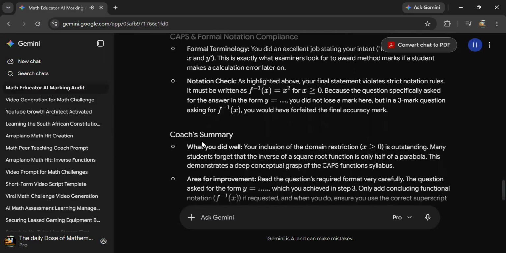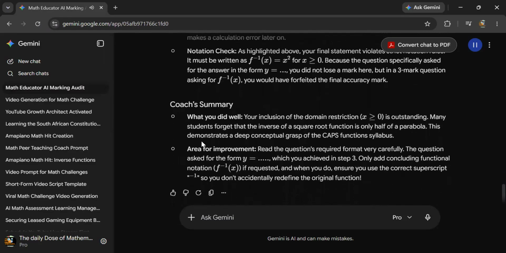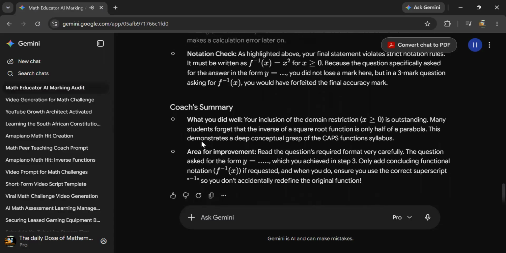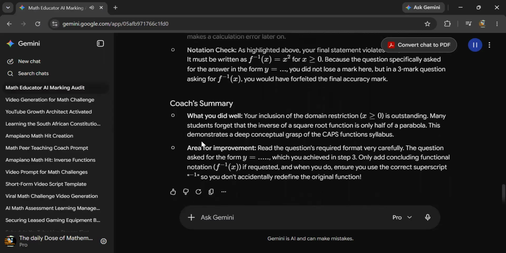Notation check. As highlighted above, your final statement violates strict notation rules. It must be written as f^-1(x) equals x squared for x greater than or equal to 0. Because the question specifically asked for the answer in the form y equals, you did not lose a mark here, but in a 3-mark question asking for f^-1(x), you would have forfeited the final accuracy mark.